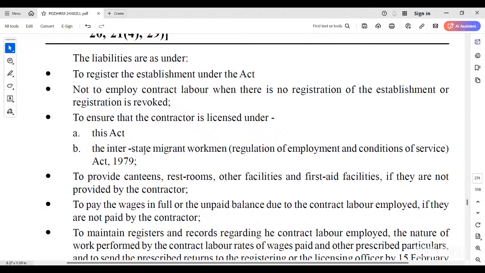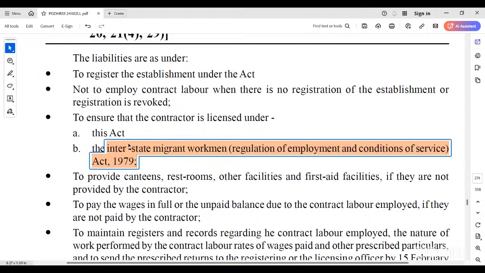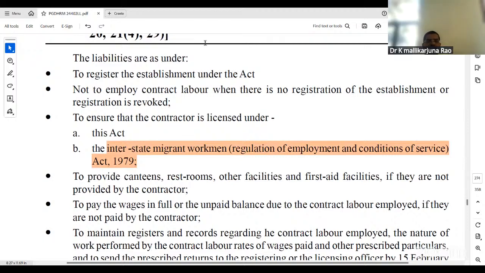So interstate migration has a separate Act. For example, Bihar workers who work in Hyderabad come under interstate migration, so the applicable Act is 1979. To provide a canteen, restroom, other facilities, and first aid boxes, if they are not provided by the contractor, the principal employer must provide such facilities. These facilities are to be maintained.